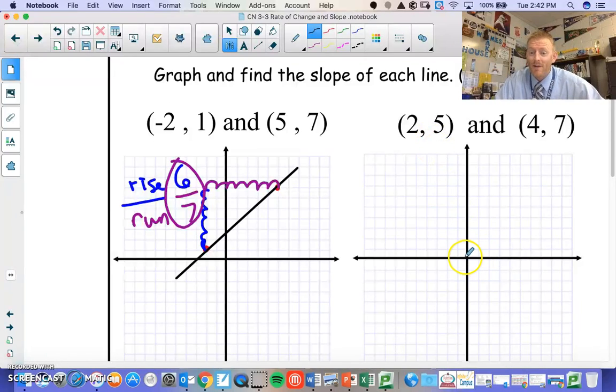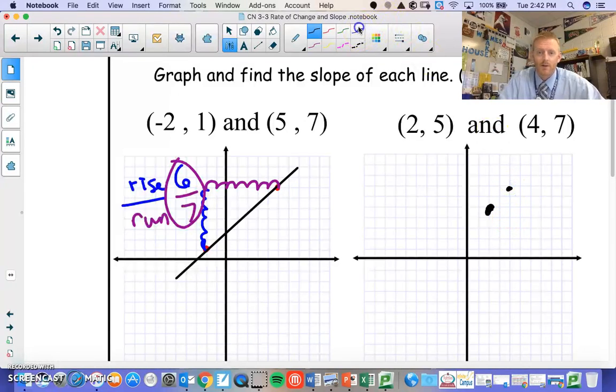All right, so 2, 5. I go to the right 2, up 5: 1, 2, 3, 4, 5. Put a dot. Ooh, icky dot. And then to the right 4: 1, 2, 3, 4, up 7: 1, 2, 3, 4, 5, 6, 7.